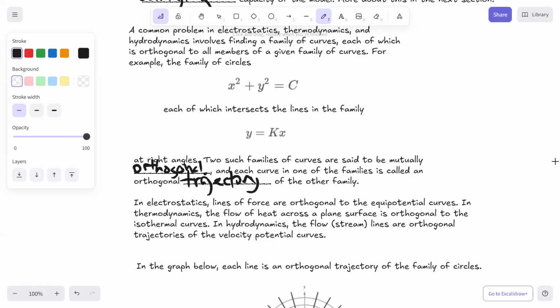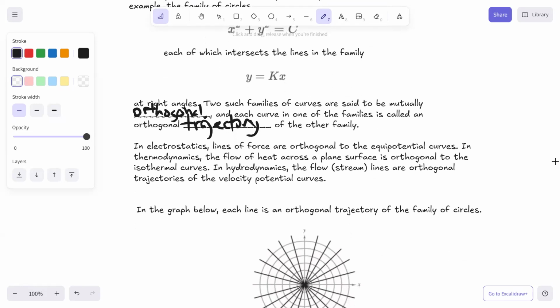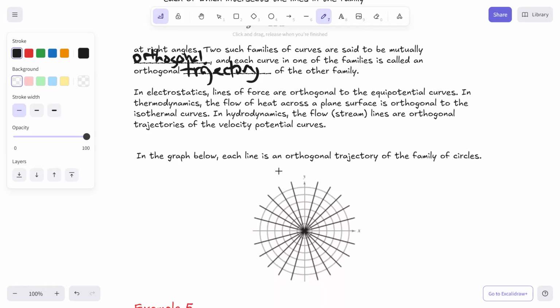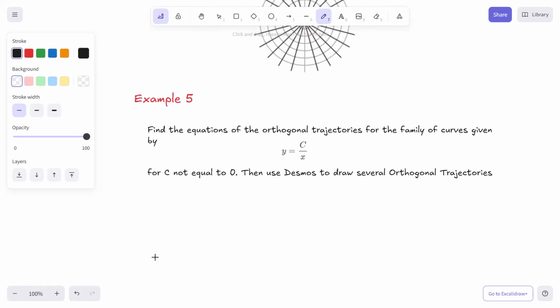of the other family. In electrostatics, lines of force are orthogonal to the equipotential curves. In thermodynamics, the flow of heat across a plane surface is orthogonal to the isothermal curves, and so forth and so on. In this graph below, each line is an orthogonal trajectory of the family of circles. Basically, this is a complicated way of saying these lines all intersect the circles at right angles.